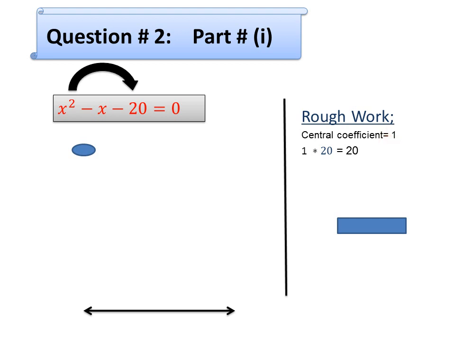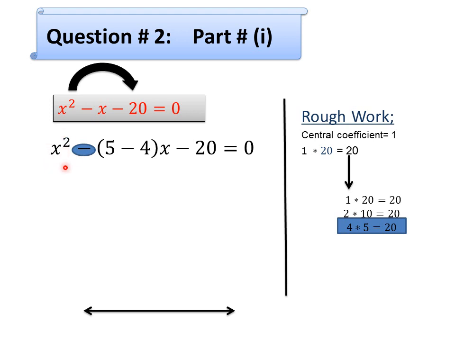So now making factors. Starting from 1, 1 into 20 would be 20, 2 into 10 would be 20, and 4 into 5 would be 20. All these give 20 after multiplying, but only for 4 into 5, after subtracting 5 minus 4, we get 1. So these would be your midterm break terms.